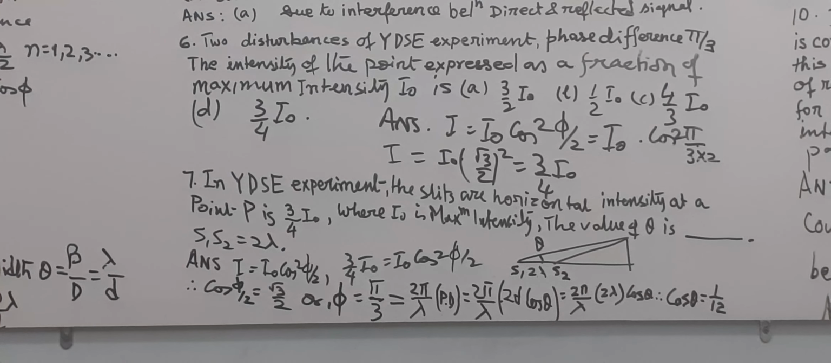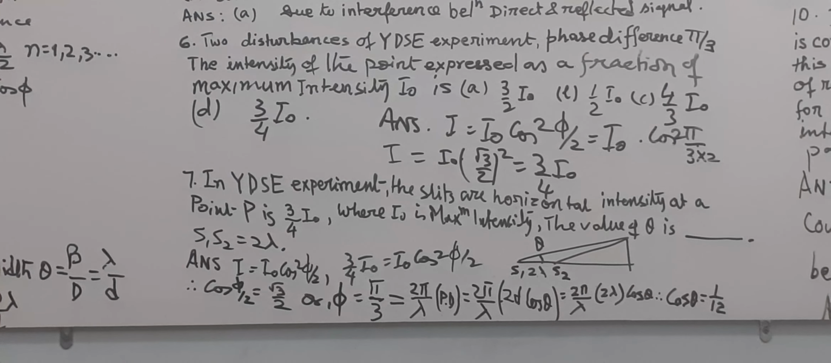Now, we know the standard formula: phase difference equals 2 pi by lambda into path difference. For this diagram you can see that the path difference will be d cos theta, and instead of d it is given as 2 lambda. So we can put 2 pi by lambda into 2 lambda cos theta. From this equation we can see cos theta will come 1 by 12, so theta will be cos inverse 1 by 12, and that will be the answer.